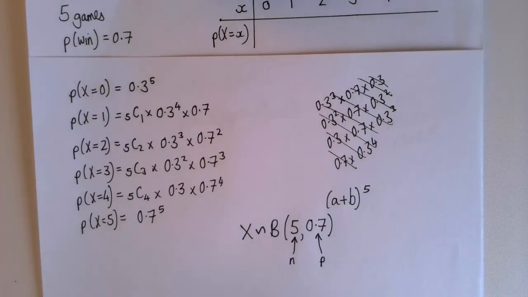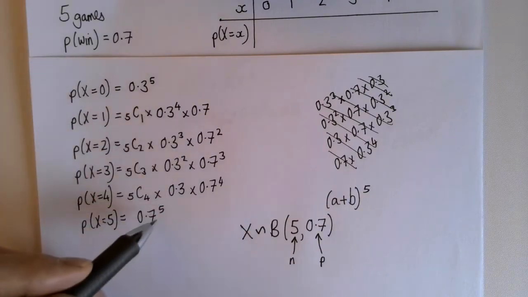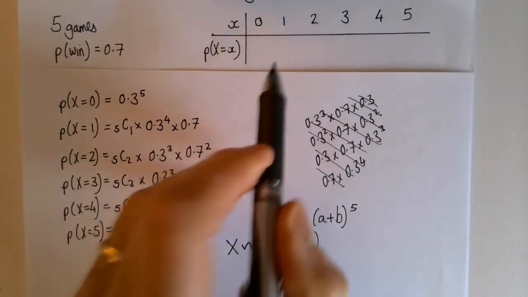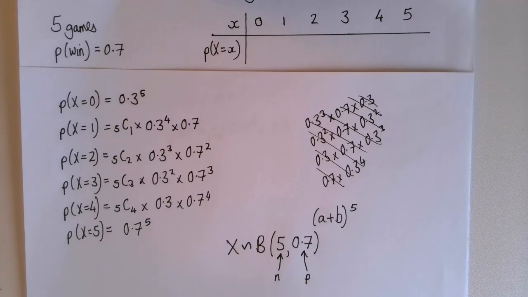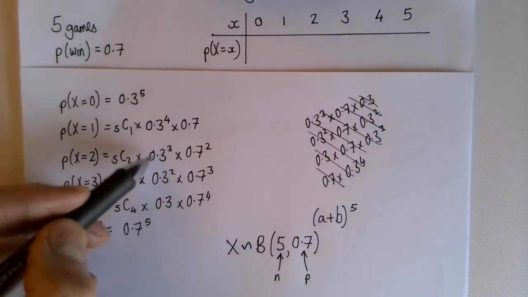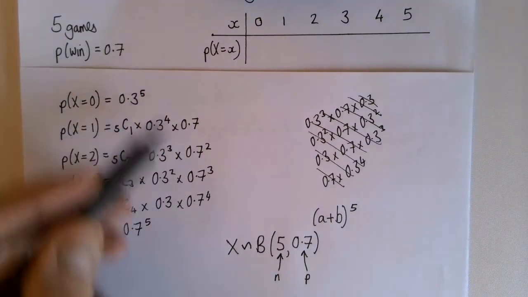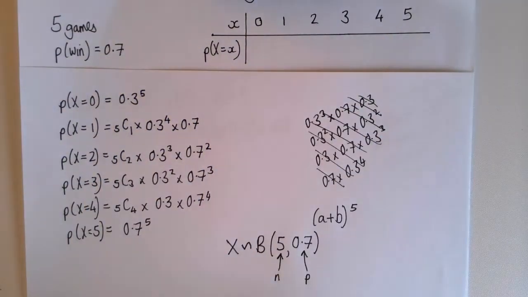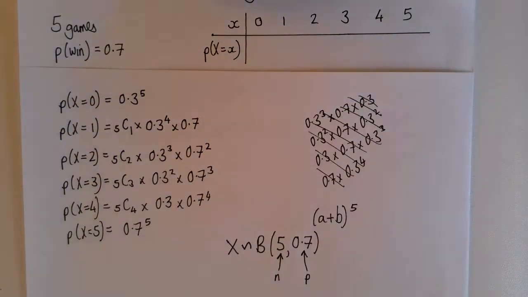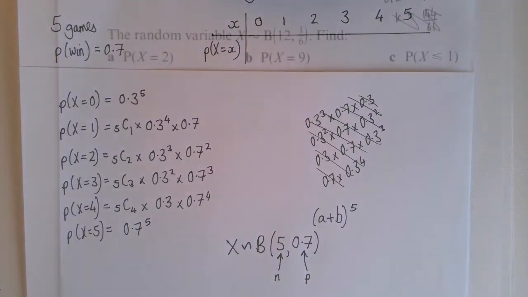So we can work out individual probabilities to complete a binomial probability distribution. And if I did work out all of these answers, I have no intention of, but if I did, they would all add up to 1, just like any other probability distribution. So let's have a look at a slightly different question.